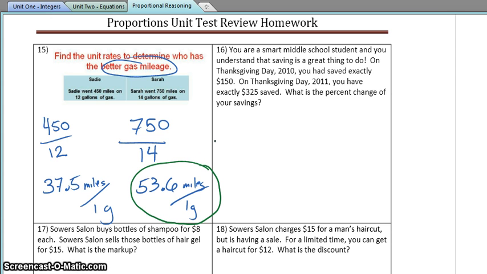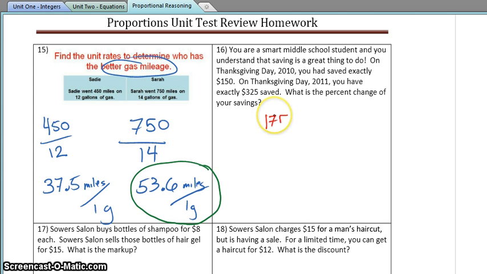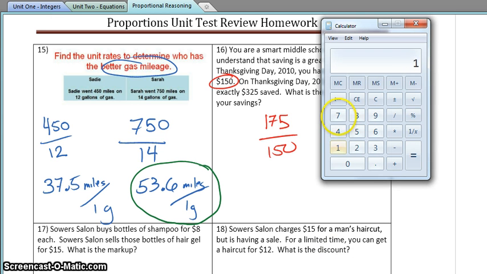Okay, let's keep going. You save exactly $150. Good job. But then the next year you have $325. Oh, well, there's a difference there. You changed 325 minus 150. The change is $175. The original amount, the amount you started with, was 150. You more than doubled your money. This is going to be more than 100%.